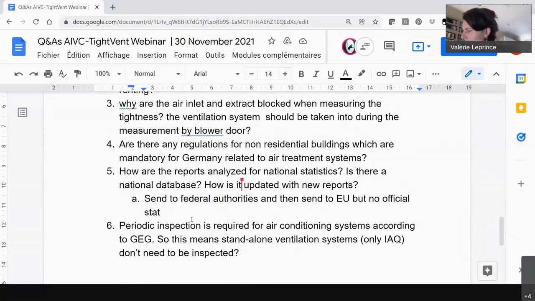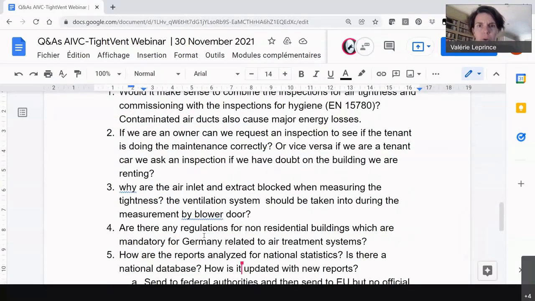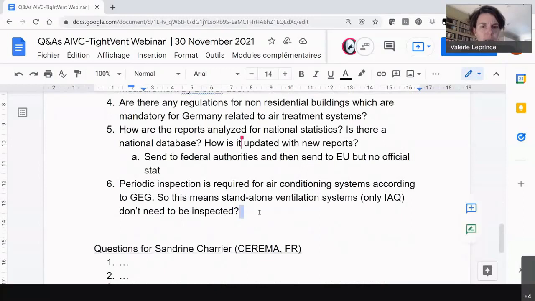I think we do not have a further question here, unless something is coming. I guess no. So we will now pass the ball to Sandrine Charrier from CEREMA to speak about the French inspections protocol.